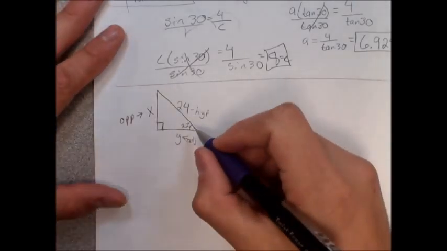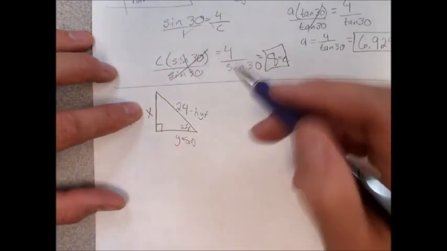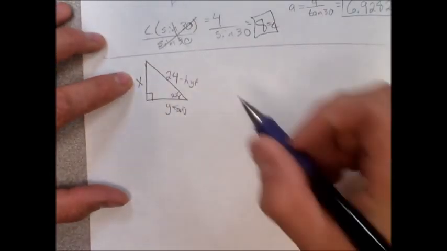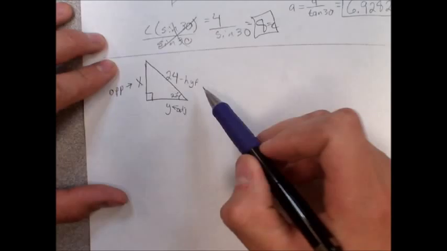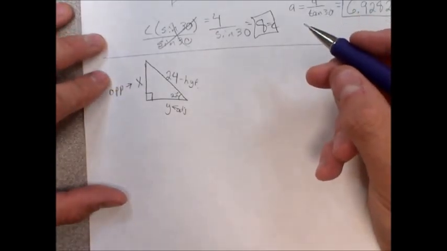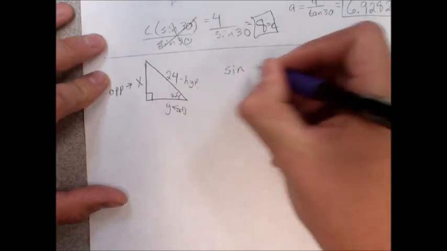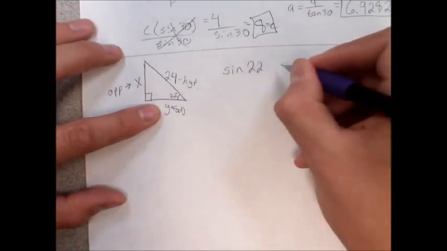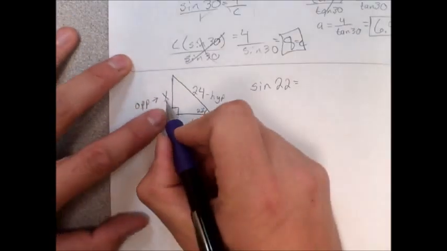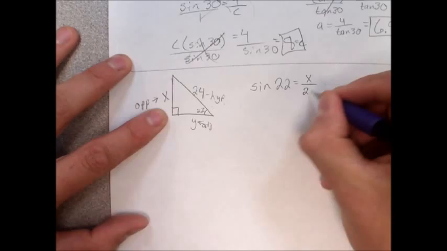I want to find my X first. It doesn't matter which one I find first, but for right now we're going to find X first. So which one deals with opposite and what we know, which is our hypotenuse? Sine is opposite and hypotenuse. So sine of our degree, which is 22, is equal to opposite, which is X, over hypotenuse, 24.